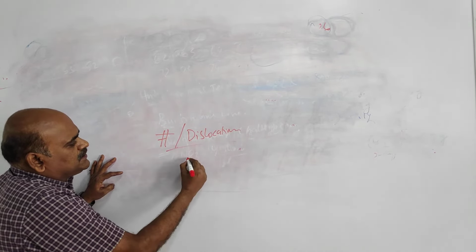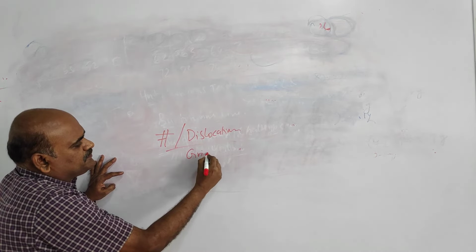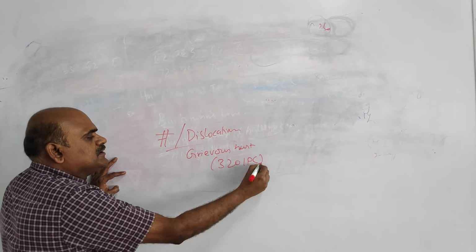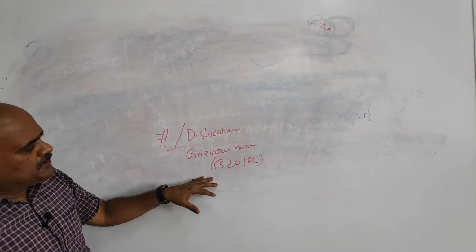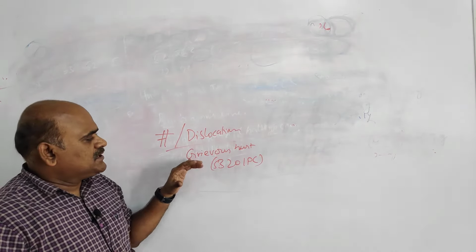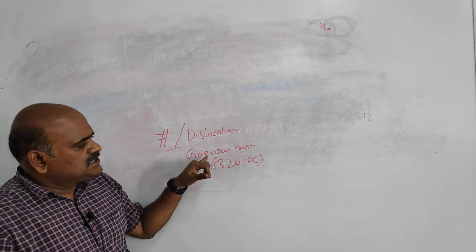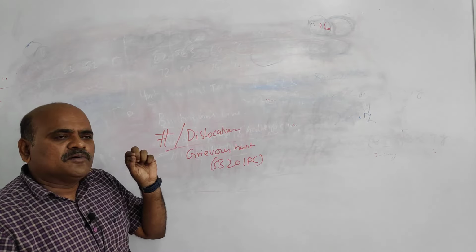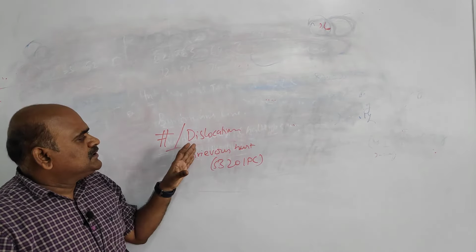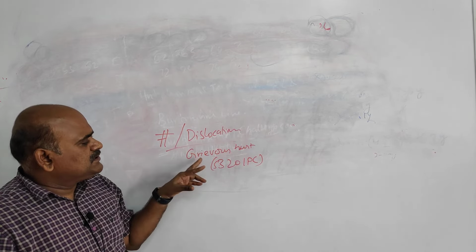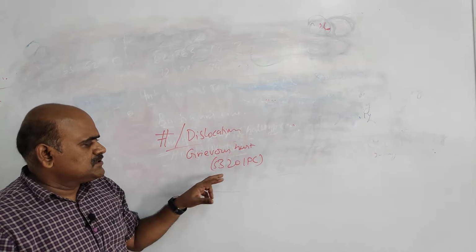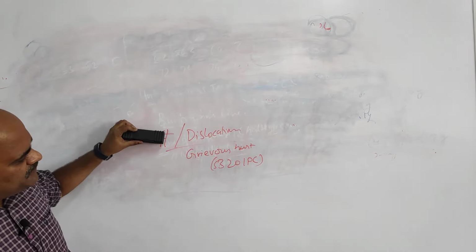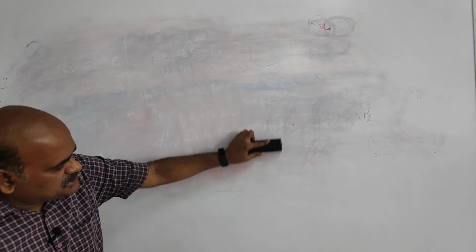Then fracture or dislocation of the tooth means it is a grievous hurt as per section 320 of the Indian Penal Code. If a fracture or dislocation occurs, then the person is charged with causing grievous hurt. Even if a strong, well-located tooth is dislocated or loosened due to assault, that offender is charged with grievous hurt as per 320 IPC. The entire tooth need not be fractured; even a fracture of the enamel is sufficient to constitute grievous hurt.